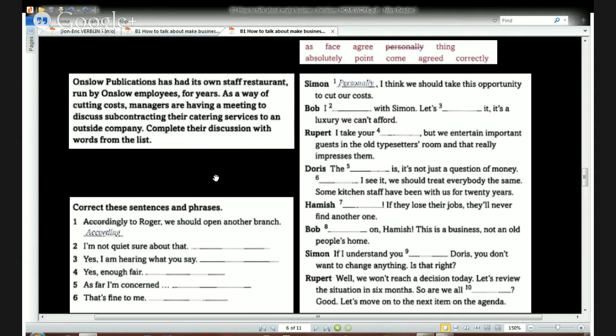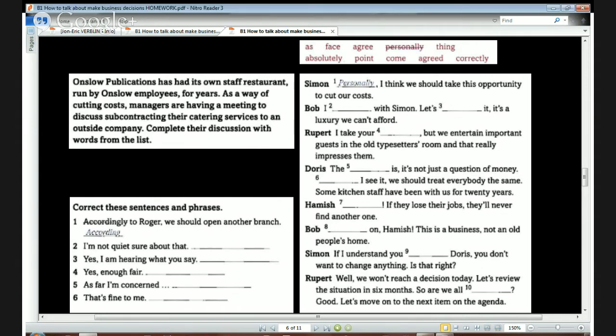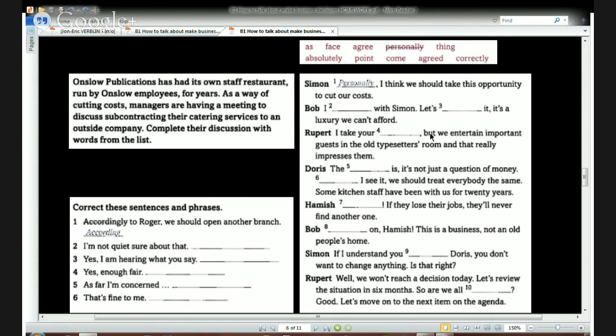So, for example, at the top of the screen, you can see that Simon says, "Personally, I think we should take this opportunity to cut our costs." So this means that Simon is giving his personal opinion. So let's see if we can fill in the rest of the key vocabulary. And the idea here is once you know it, you can use it in the decision-making game that we're going to play. All right? So, Anton, why don't you take the first one for us?